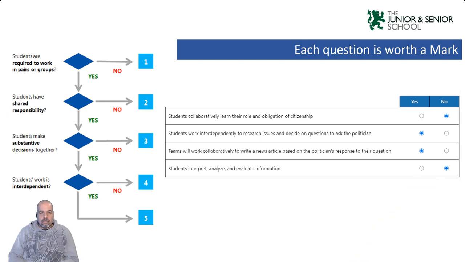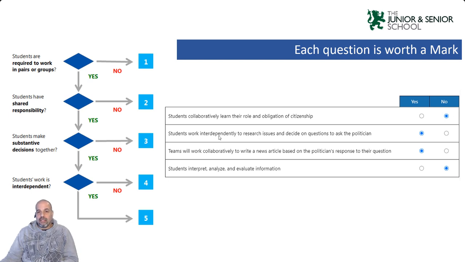The first one. Okay, so students collaboratively learn their role and obligation of citizenship. We see the rubric here, to go to level 2, they have to be working in pairs or groups, and there's nothing about them working as pairs or groups or anything about shared responsibility, substantive decisions or interdependent work. So this is going to be no.